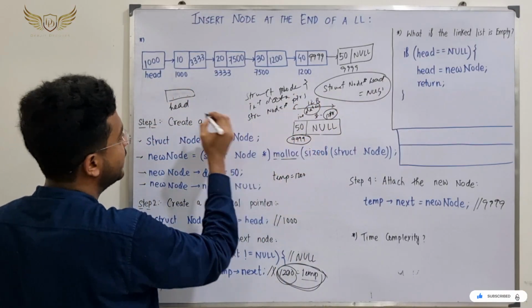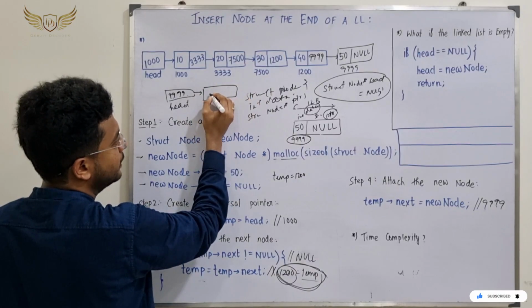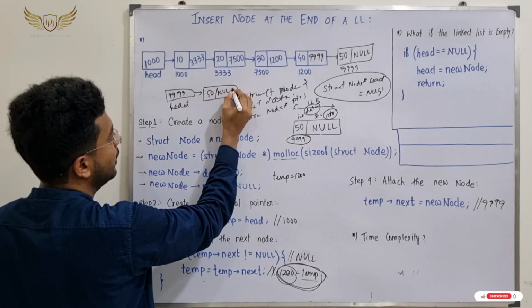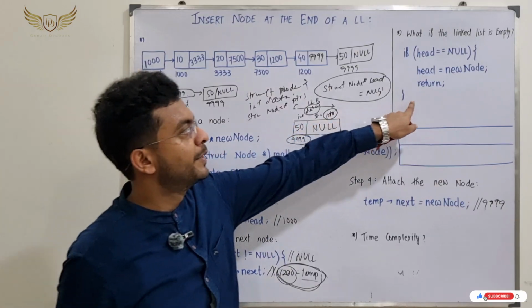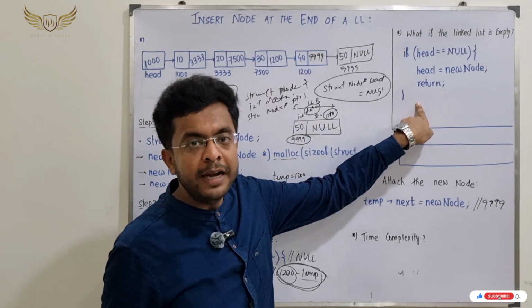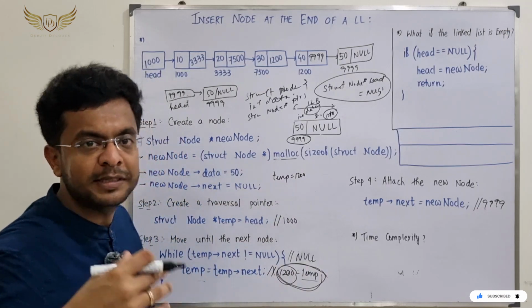Suppose this was 9999, so it will be attached like this, 50 and null, 9999, if it was empty. So you can do that, right? If you want to write the full code of this, it is really simple.